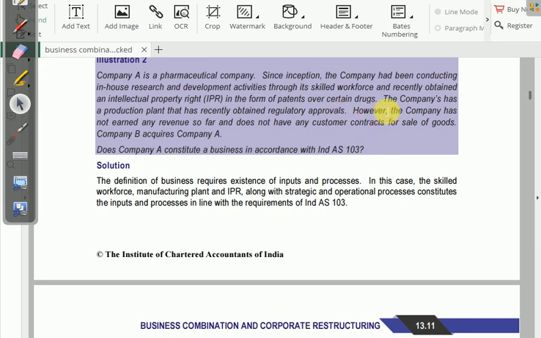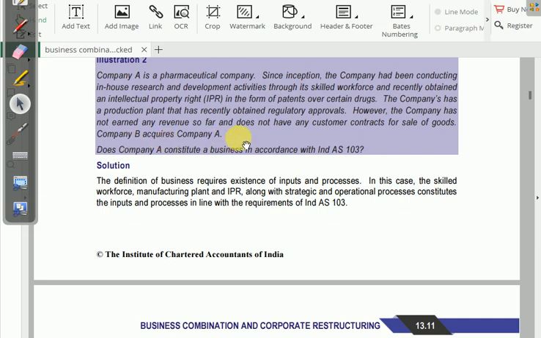वो दवाइयाँ बना रही है बहुत सालों से, और जब से कंपनी बनी है दवाइयाँ बनाने के और उसके फॉर्मूला ढूंढने के अलावा कोई काम नहीं करती है. The company has a production plant that has recently obtained regulatory approvals. और उसके प्रोडक्शन प्लांट को पूरी गवर्नमेंट की सारी परमिशंस मिल गई है, अभी प्रोडक्शन शुरू नहीं किया है. However, the company has not earned any revenue so far and does not have any customer contracts for sale of goods. कंपनी भी acquires कंपनी है.